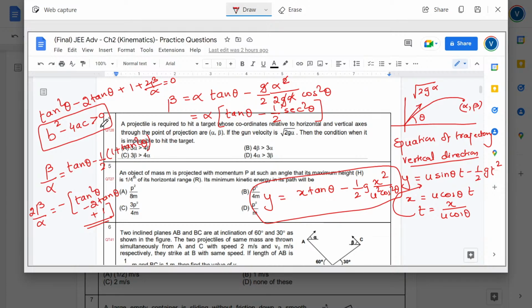Ruchika, do we have an answer? No, sir. So b square would be 4 minus 4ac. So 4, a is 1, c is 1 plus 2 beta by alpha. This should be greater than 0. Something is wrong here. B square minus 4ac. Have we goofed up on any of the equation?